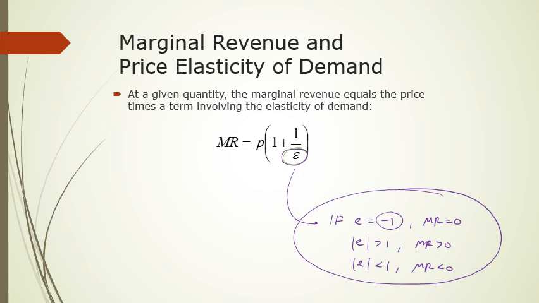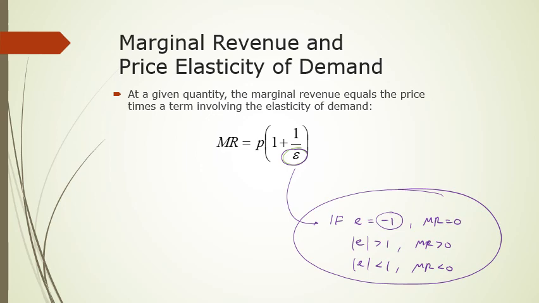If the elasticity is greater than 1 in absolute value, meaning it's maybe like -1.5, or let's say -2, then marginal revenue is going to be positive. Let's say it's -2. Then in the parentheses, we have 1 plus -1/2, or 1 minus 1/2. So marginal revenue would be 1/2 times P, right? So at that particular quantity where we had that elasticity, we would find that marginal revenue is half the price there.